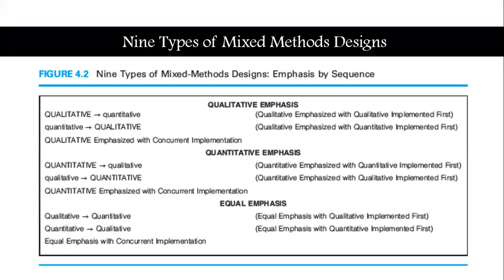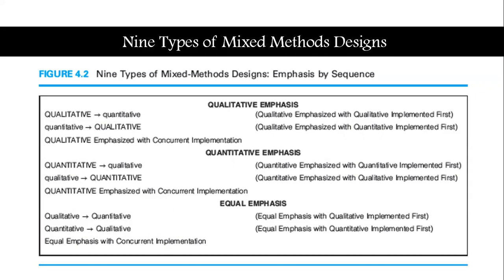So here's a table that lays out all of the 9 types of mixed methods designs that are mentioned in your text. And so for example, you see under the heading that says qualitative emphasis, you see that the first notation there suggests that qualitative is the dominant method, right? Because it's in all caps. So anytime that you see all caps, that means that that particular method is dominant in that design. So in this case, what that first notation is saying is that qualitative methods are emphasized and they were implemented first, okay?